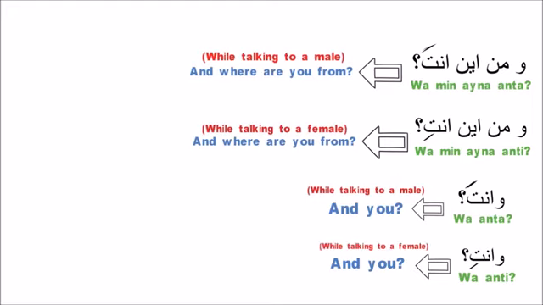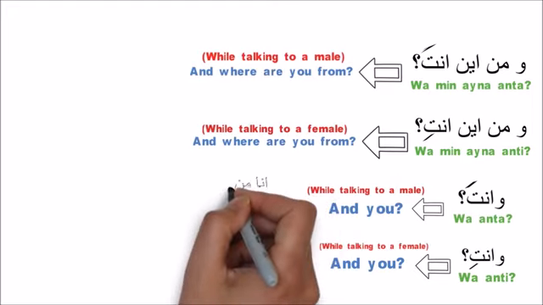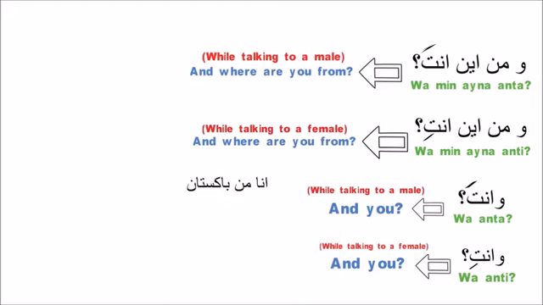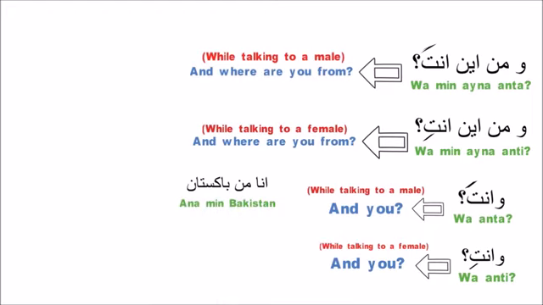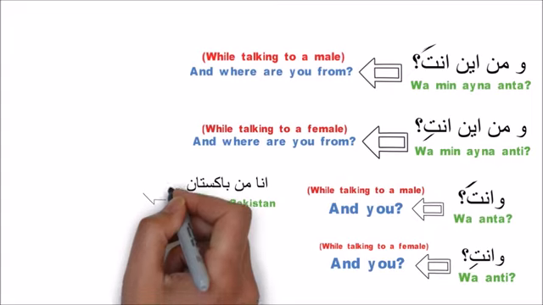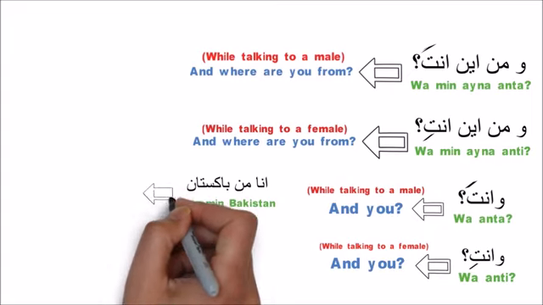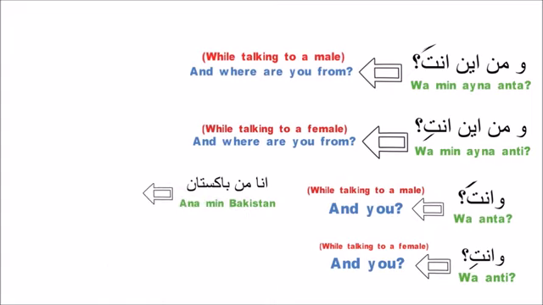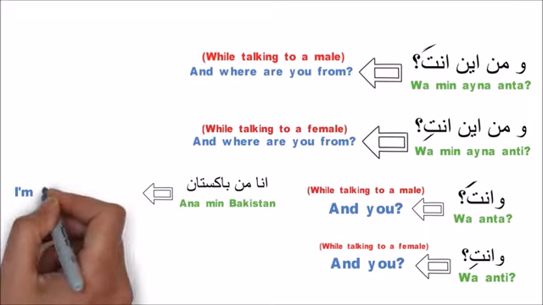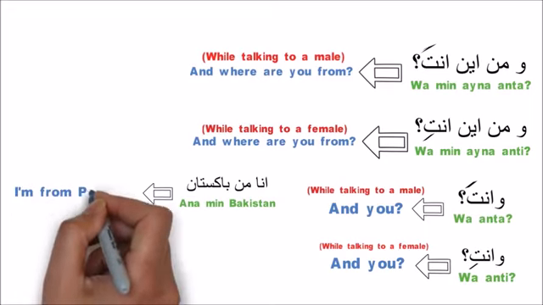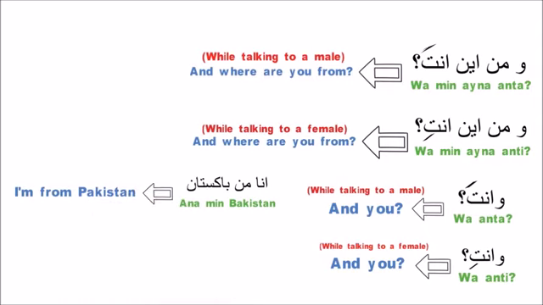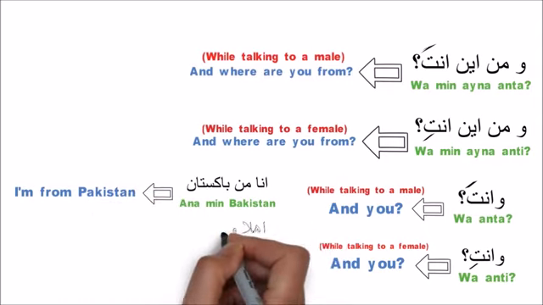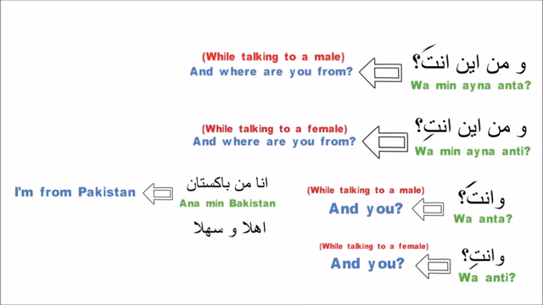أنا من باكستان. Here we can see that the letter P doesn't exist in Arabic language. So in Arabic, we use B instead of P. Take note about it if you want. If you don't want, then you can just remember it.